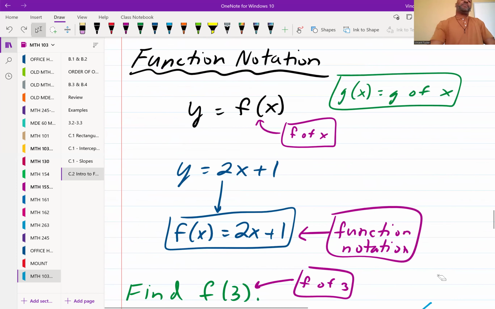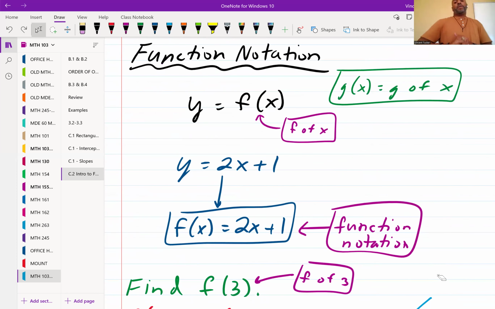So function notation: y is equal to f of x. That's how you say it, f of x. So if you had g parentheses x, you would say g of x. That ain't no calculation. That's just how we talk.